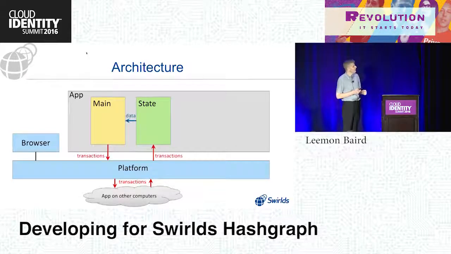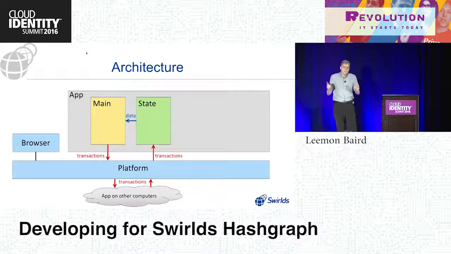But the main doesn't talk directly to the state and give it changes to make, because that'd be bad. It would only change your local copy. The whole point of state is that it's in sync between everybody. So here's how it works.